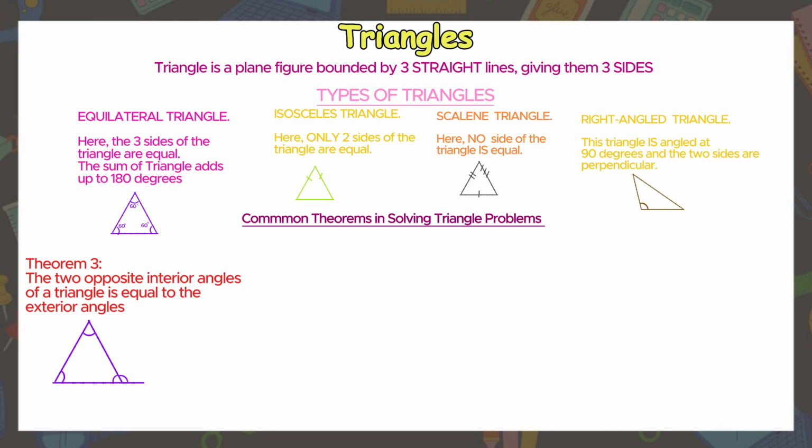Or you can have a diagram like this, another diagram, where we have maybe M here, and we have two interior opposite angles. That means it's equivalent to the exterior angle. It's equal to the exterior angle. Let's take an example under theorem 3.